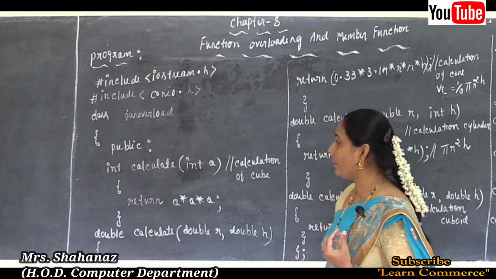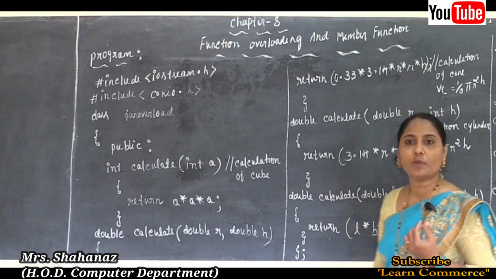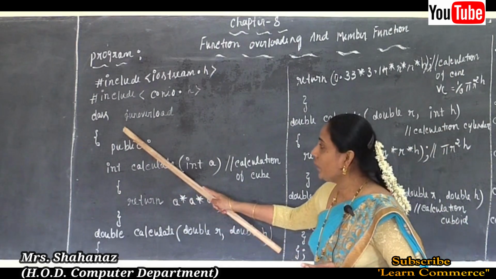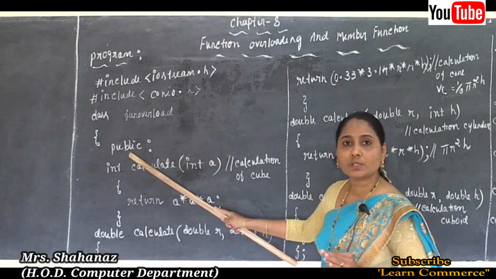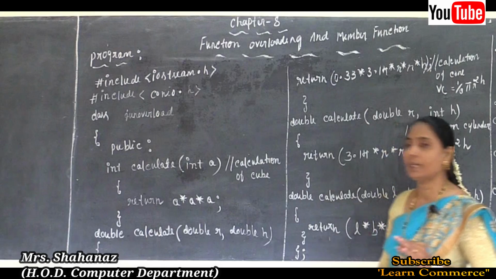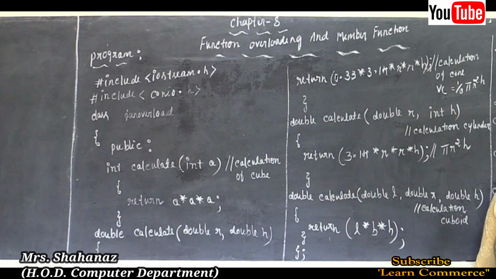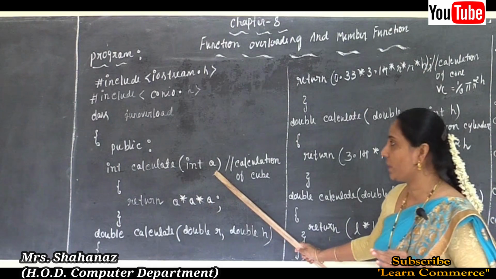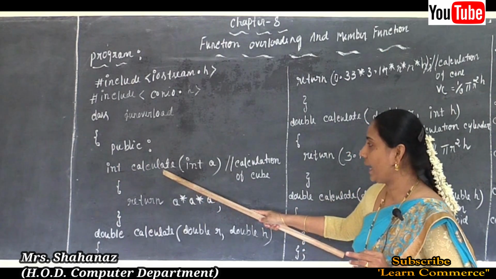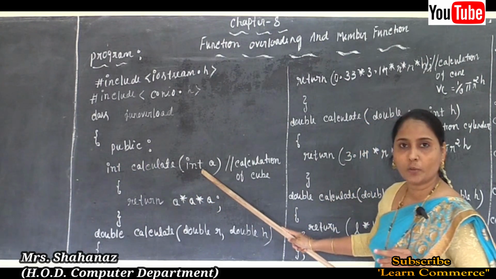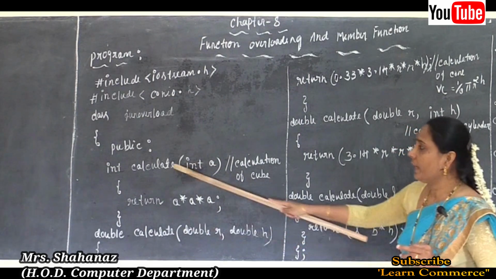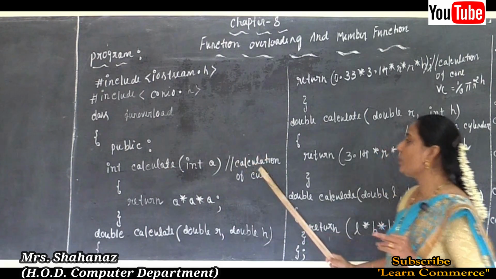And in this program I am not going to make a declaration of the function. Directly all those functions are going to be defined. So there is no private section. Directly I am going to use public member functions, and the function name is calculate. By using different arguments, it is going to perform different kinds of operations. So the return type is int, the function name is calculate, and the argument is a, declared using the data type int.